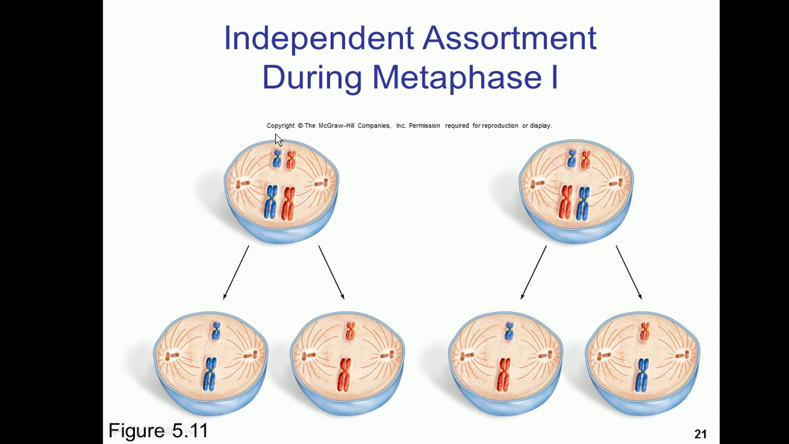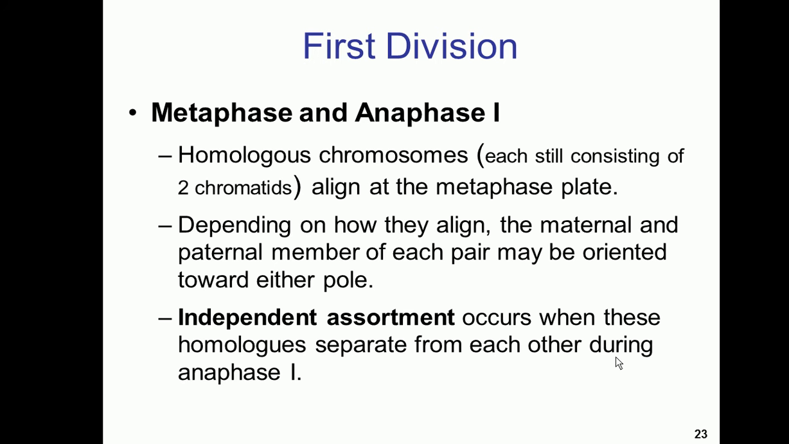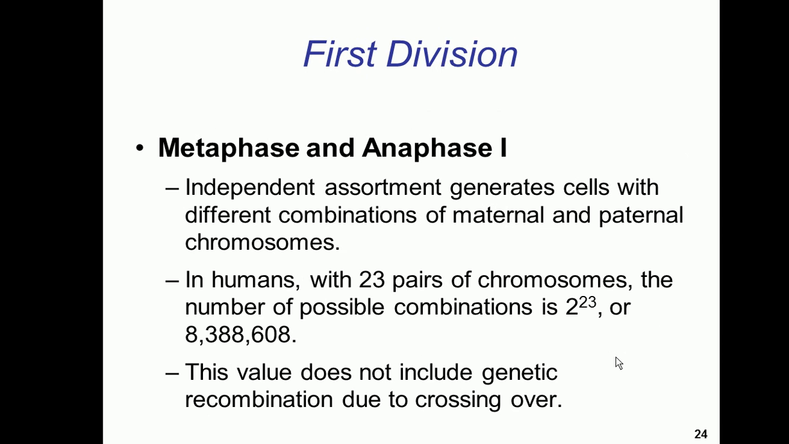So how one pair aligns is independent of the second pair, and that results in the formation of unique kinds of gametes. This is the second event which is responsible for the formation of different kinds of gametes, and it is responsible for genetic variation. As I just said, in anaphase 1 of meiosis 1, instead of the separation of sister chromatids, it is the separation of the chromosomes.